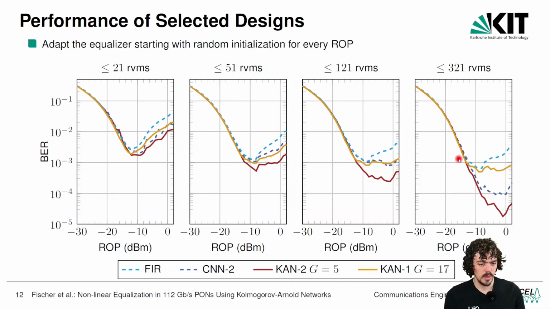We also see that notably, the Kolmogorov-Arnold network with 1 layer was able to match the performance of a CNN with 2 layers across the complexities up until 121 RVMS. And we also see that the Kolmogorov-Arnold networks with 2 layers had the best performance out of the tested models.